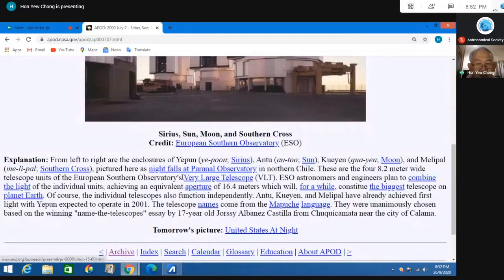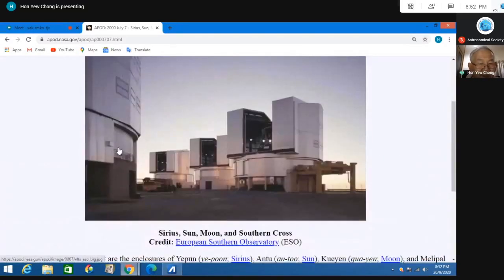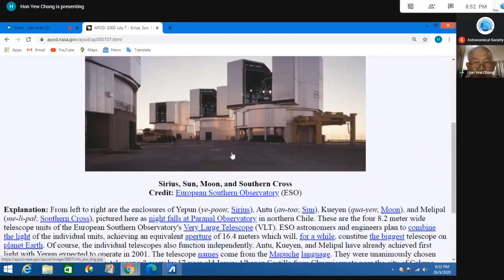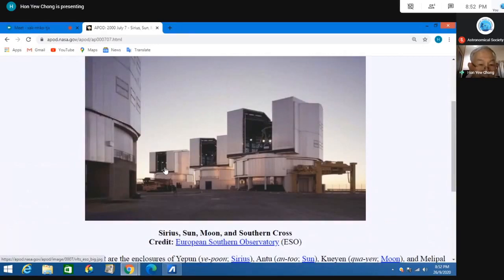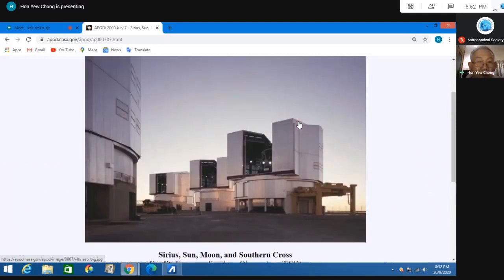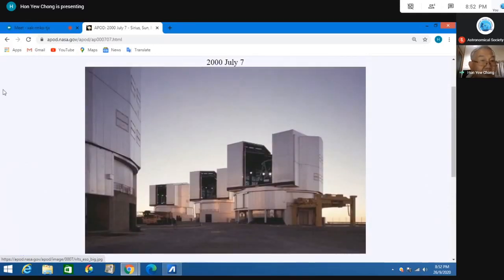So the names are, you see here, like I repeat, Yepun on the left, a native word from the Mapuche language. Previously in Chile you had the native Mapuche Indians. They use the word Yepun, which means Sirius for them. Then in the center you have Antu, which means the sun. And then you have Kueyen, which in Mapuche means the moon. And on the right is Melipal. Melipal means Southern Cross. So these are the Very Large Telescope in Chile.